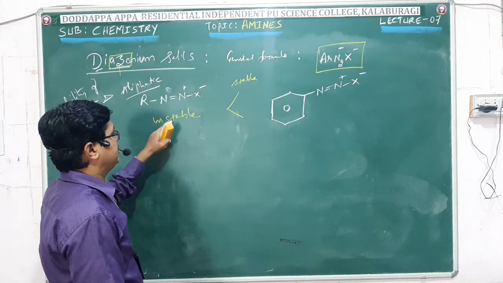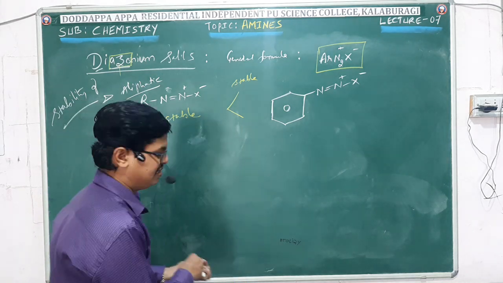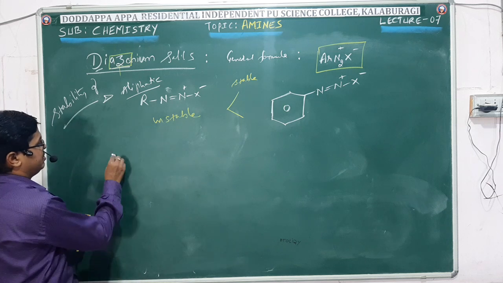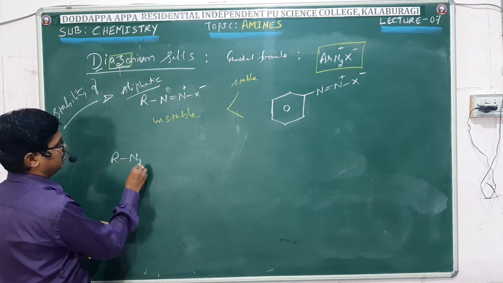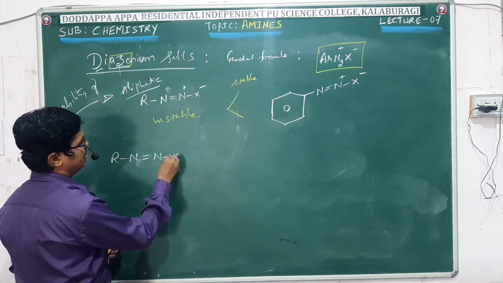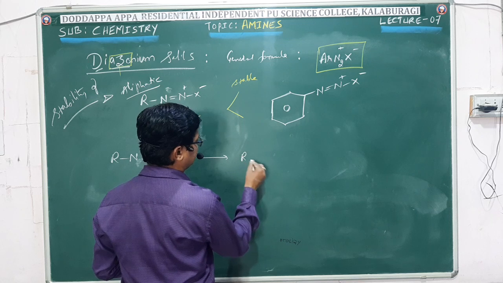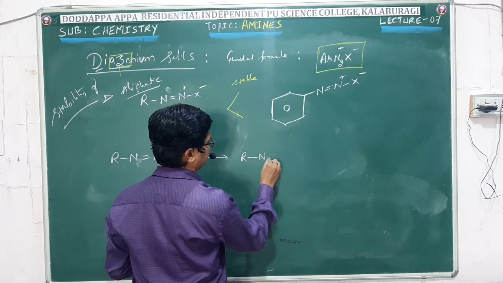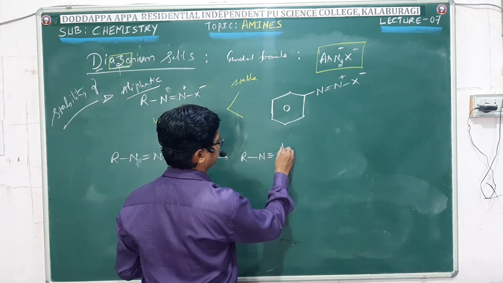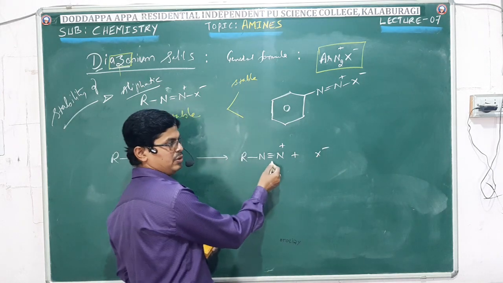So later it gives rise to a stable carbocation. Look here, the aliphatic diazonium salt, with plus and minus charges. When it decomposes, what happens? We will get R-N triple bond N plus, X minus. Correct? We are going to get this one.